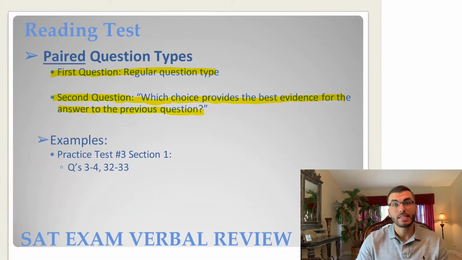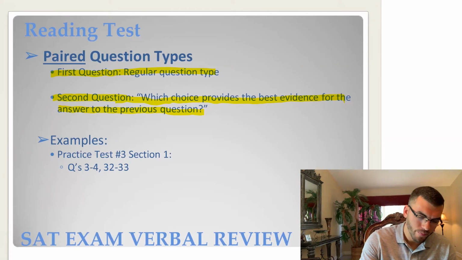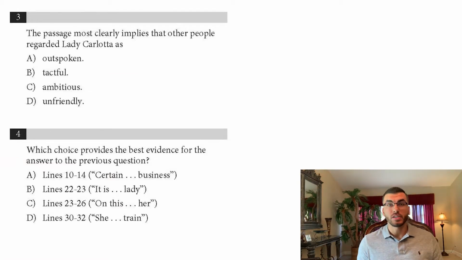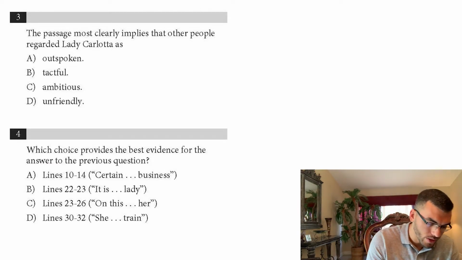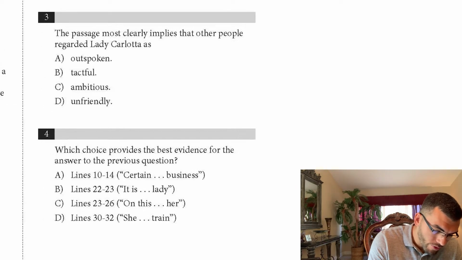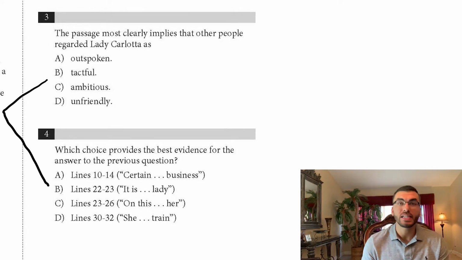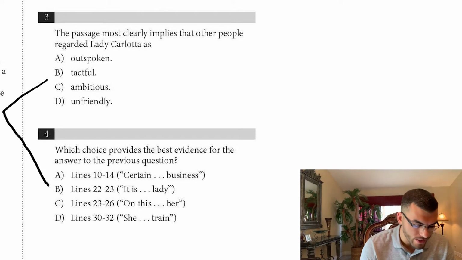We're going to be on practice test 3, Section 1. Okay, so here you see we have paired questions. As I said, the first question is a regular question, and then the second question says, which of the following provides the best evidence to the previous question? So again, whichever answer I come up with on 3 will be found on one of these lines in question 4. So we're going to proceed the same way with the basic strategies as we normally do.